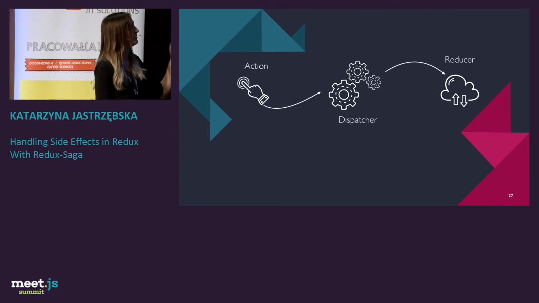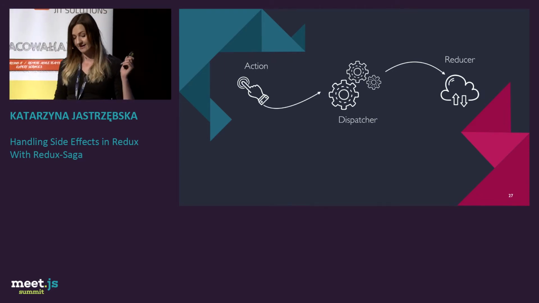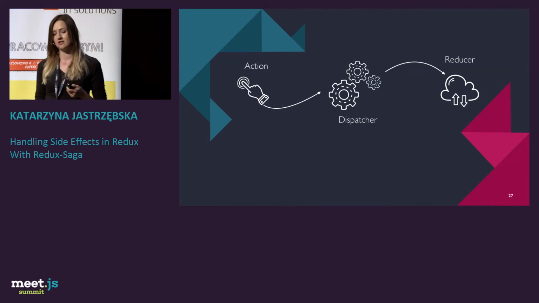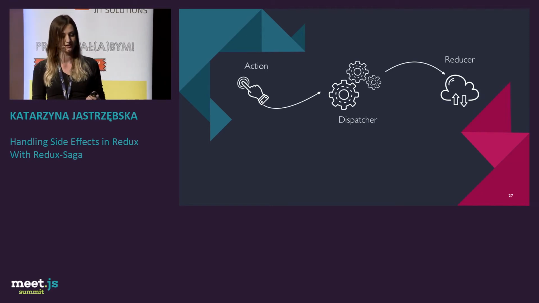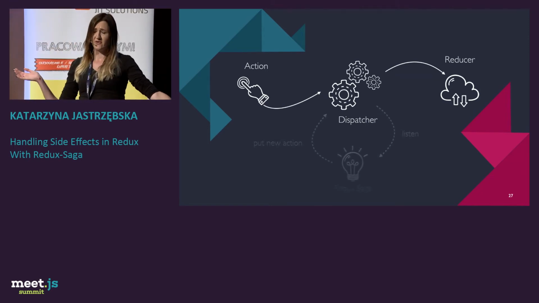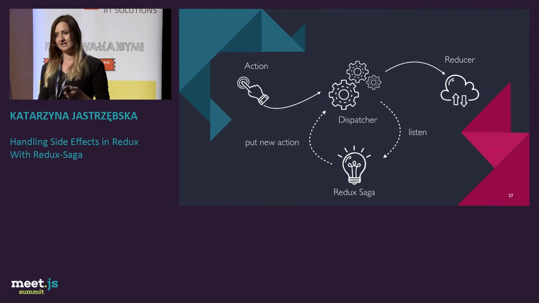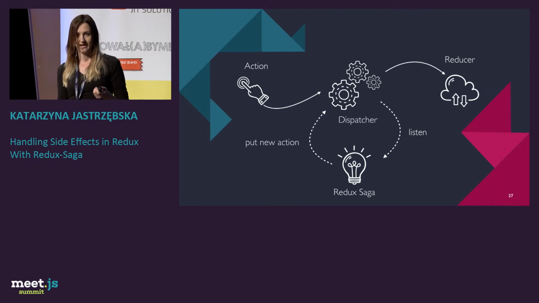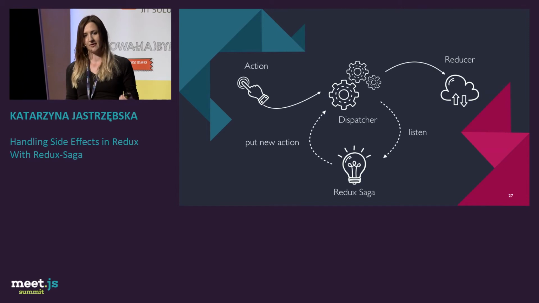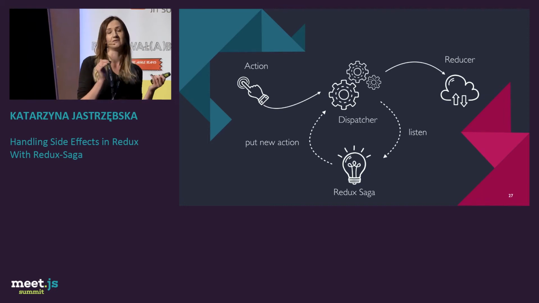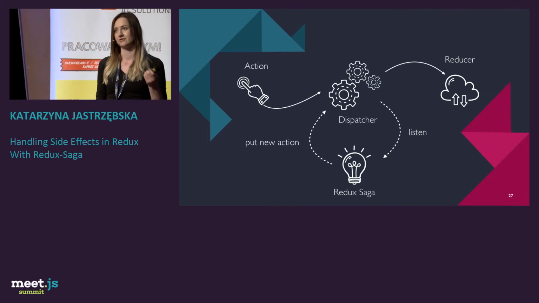Here is a really simple model of how Redux works again. There is an action dispatched, there is a dispatcher which works on the action, and a reducer which reacts to the action. And here comes our superhero lib, which is Redux-Saga. Redux-Saga listens to our dispatcher, and if the action comes, it simply reacts. So this is something extra, something that works on the side, and we have a fancy new place to put our asynchronous code.